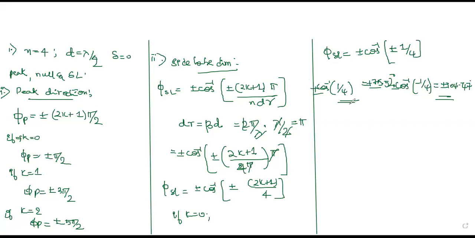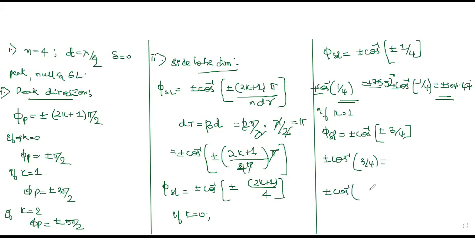Now what you will be doing is, you will continue taking the k values 0, 1, 2, 3 until you get the invalid point. Since we have got both the valid points, take again k is equal to 1. So your phi SL will be equal to plus or minus cos inverse of 3 by 4. So you have the first value cos inverse of 3 by 4. What is the value? Second, plus or minus cos inverse of minus 3 by 4. What is the value?